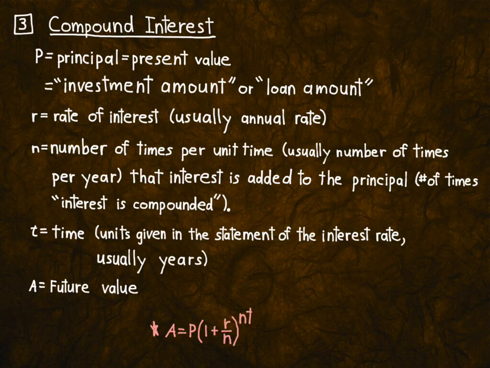So we get this formula. It looks kind of complicated. A equals P times the quantity 1 plus r over n, that quantity raised to the n times t power. This might look like it's kind of hard to remember. You do have to know the formula. But if you break it down into pieces and understand what it's doing, it's a lot easier to comprehend what the function means.